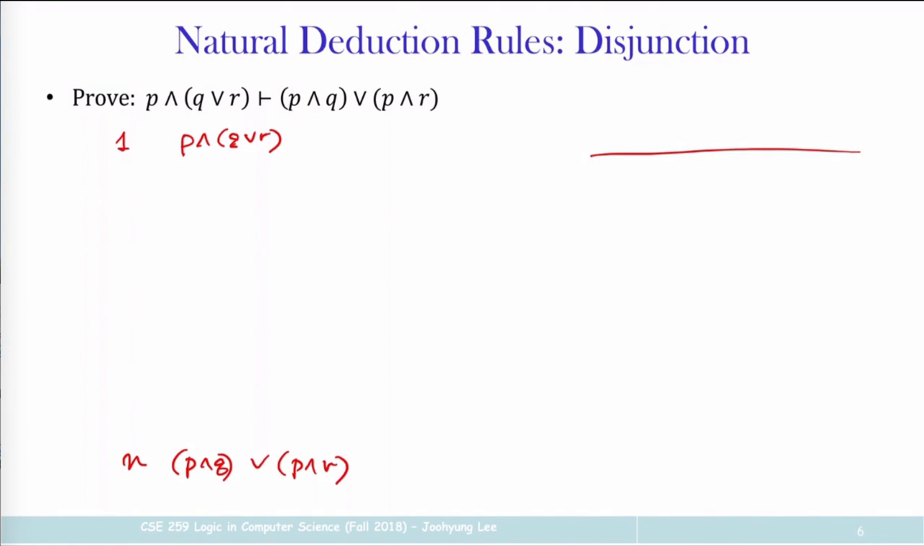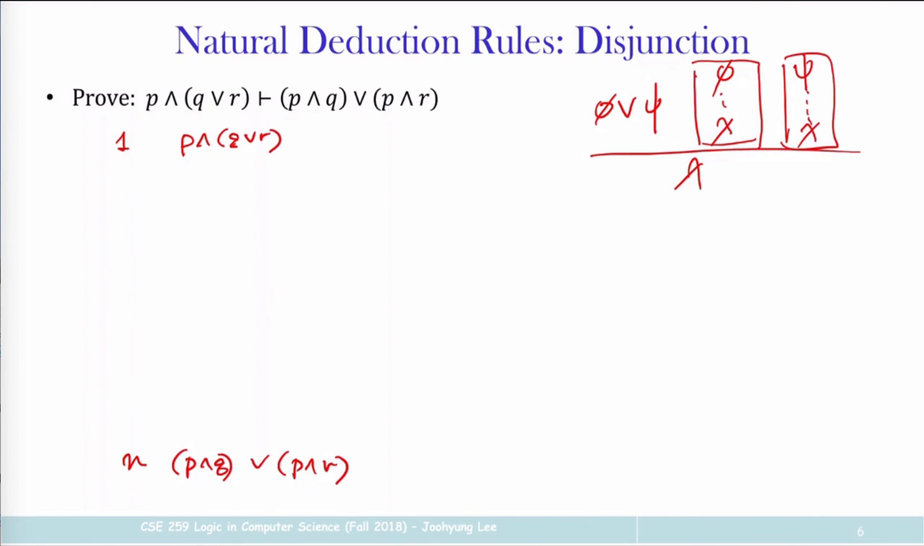So I need to derive some formula x, but there are two ways to go. Assuming there are two cases, phi or psi. When I assume phi, I can derive this x. If I assume psi, I can also derive x. Then I can derive x no matter which case that we are in. Okay, so that's the rule that we are going to use.